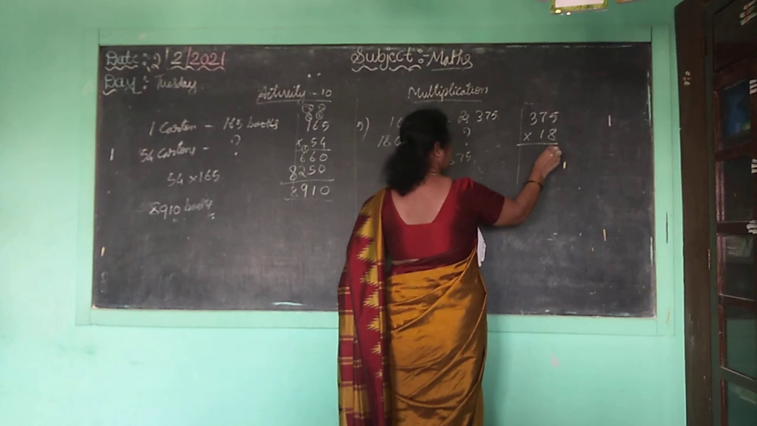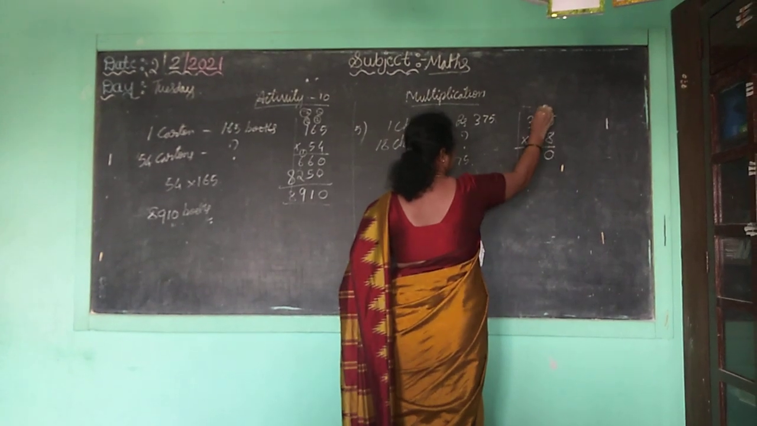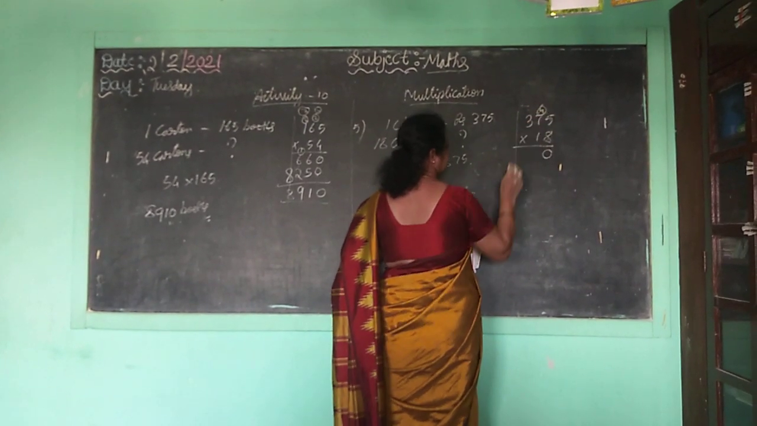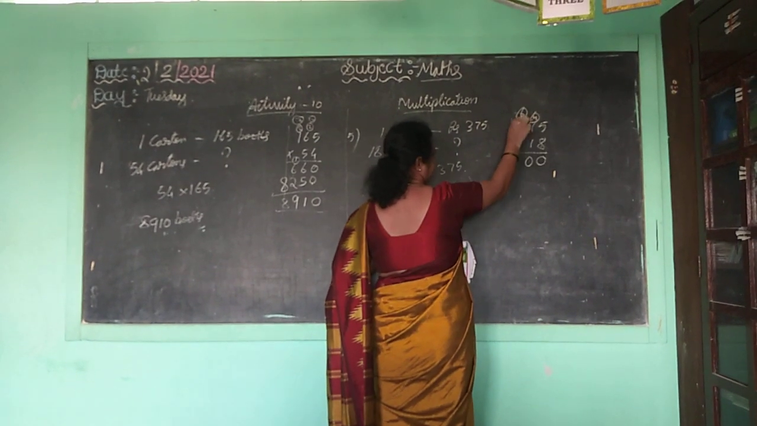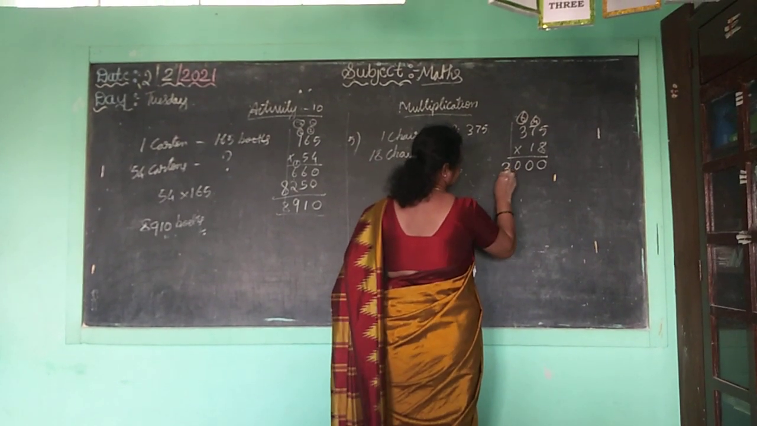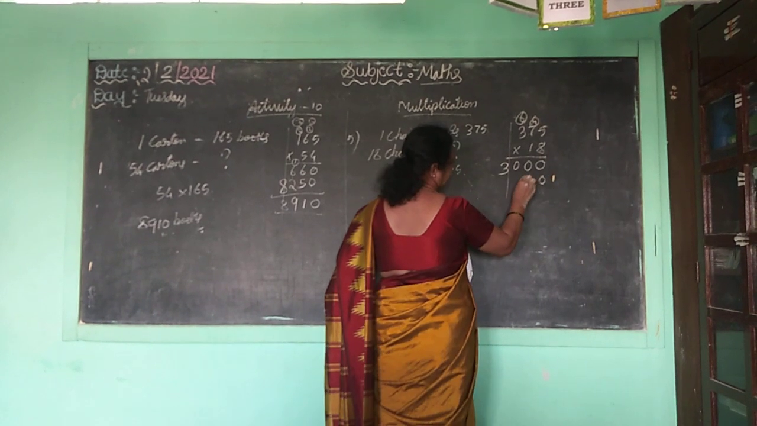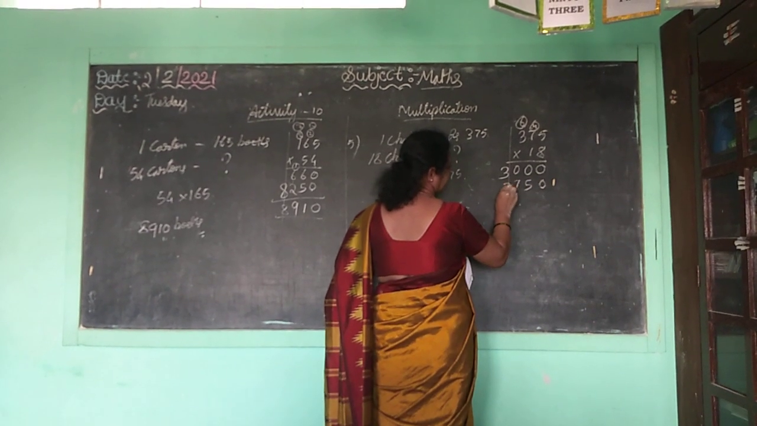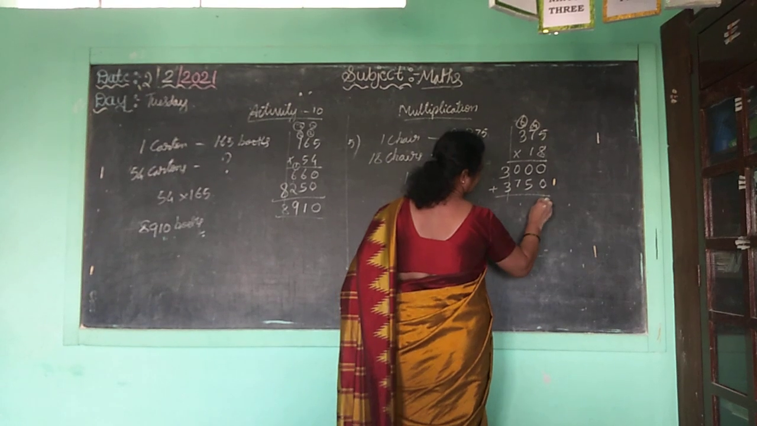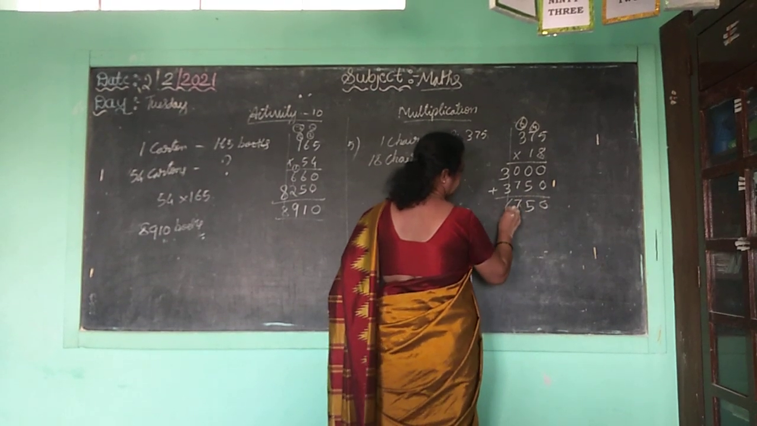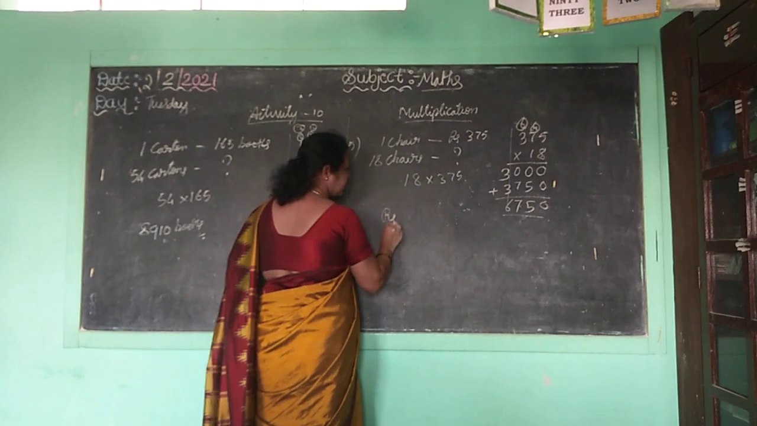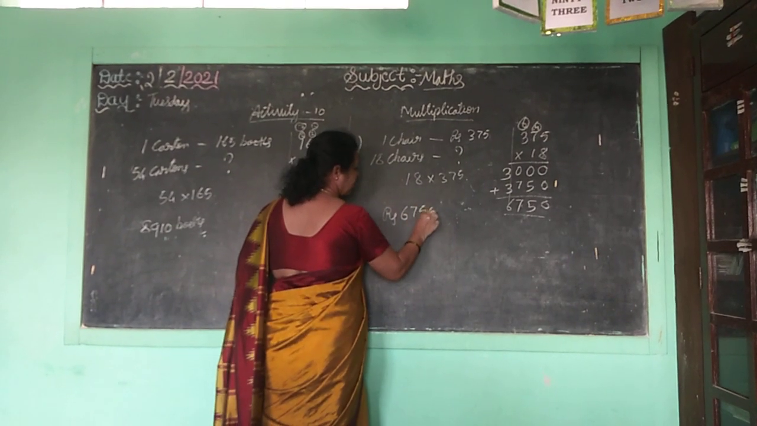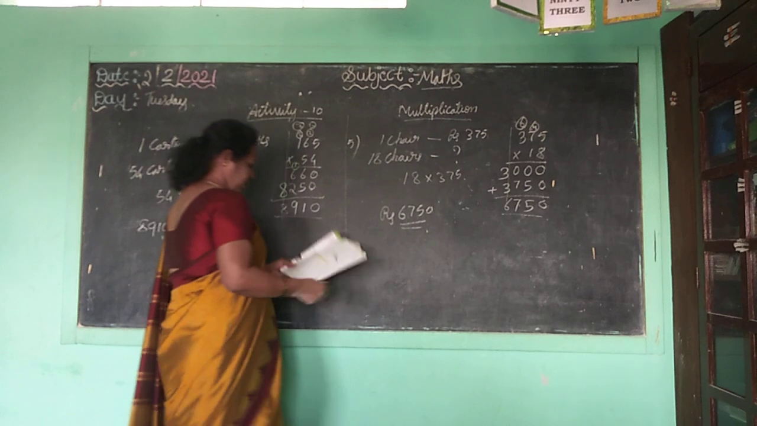So 8 5s are 40, 0, 4 carry. 8 7s are 56 plus 4 is 60, 0, 6 carry. 8 3s are 24, 6, 30. Now 1's place is over, right? 1 5 is 5, 1 7 is 7, 1 3 is 3. Now add 0, 5, 7, 6. So the cost of 18 chairs is how much, children? Rupees 6,750. Okay, children, I have done 5 sums.